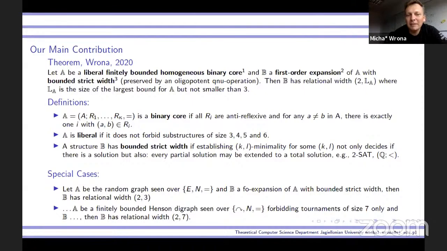Okay, so I think that the same numbers hold for it, it would be 2, 3, right? Because the biggest forbidden substructure is like the C3.